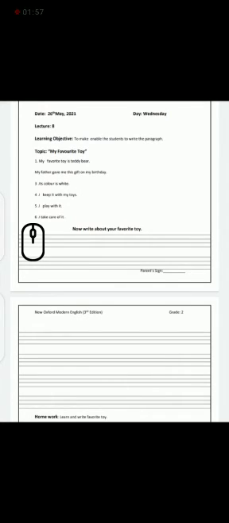Students, now it's time to assign you the homework. Your homework task is to write about your favorite toy in given space.